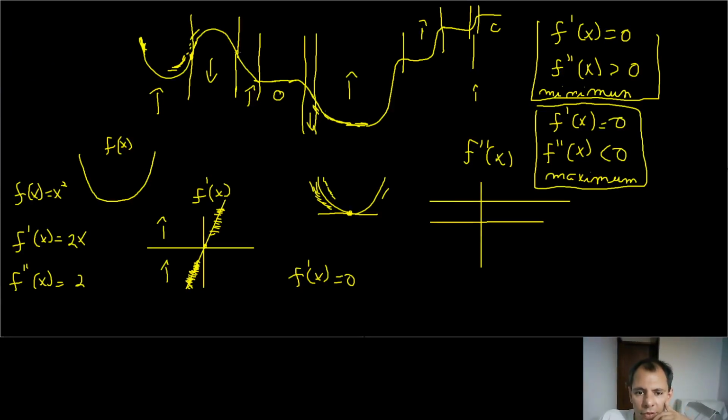Now, the point of inflection is going to be when the concavity changes from up to down, okay? So at this point of inflection, you have a first derivative which is different than 0, and the second derivative is going to be 0 here. All right?